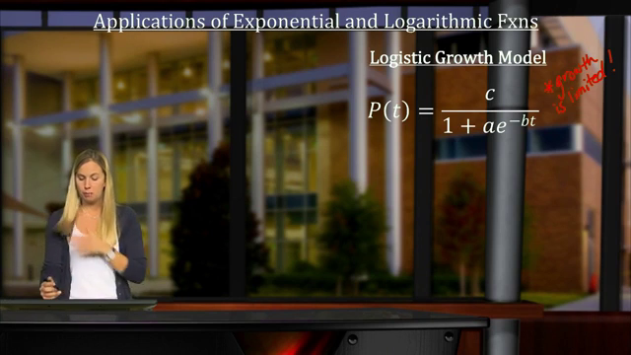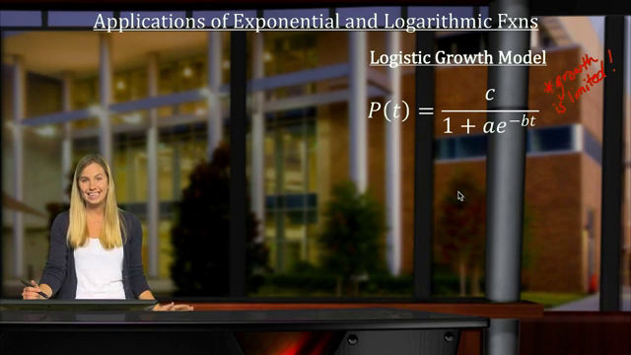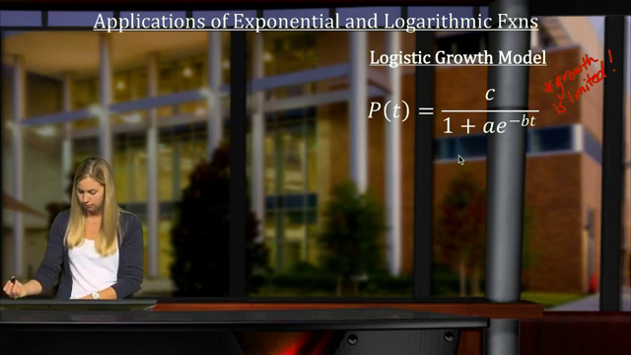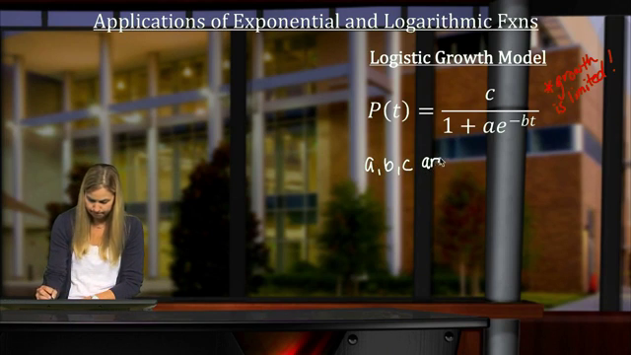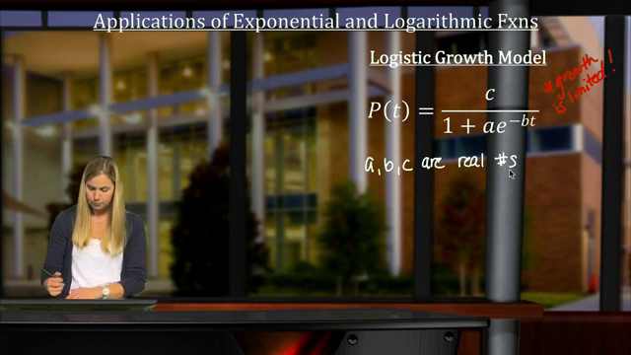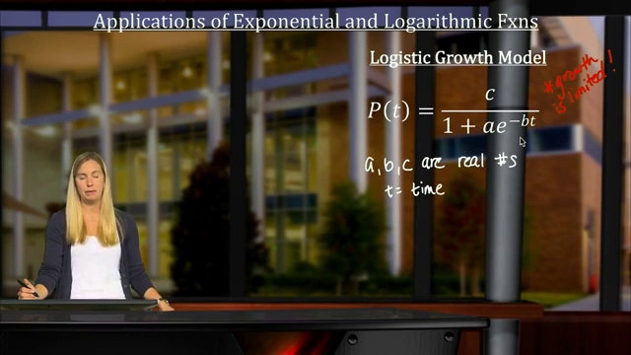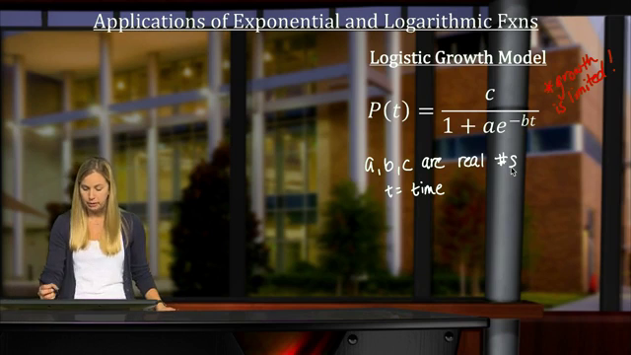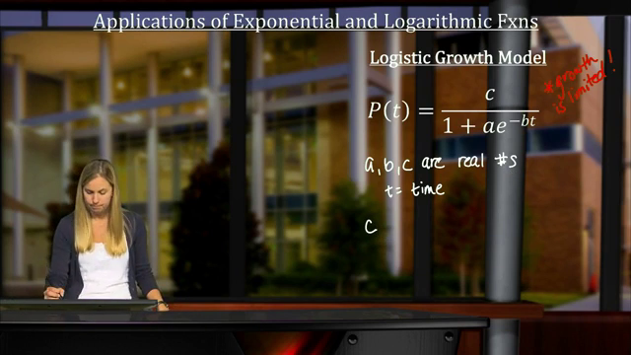The logistic growth model, P of t equals c over 1 plus a e to the negative bt. A, b, and c are just real numbers. T is time. Now, of these variables a, b, and c, c is very meaningful. C is the limiting size of the population.